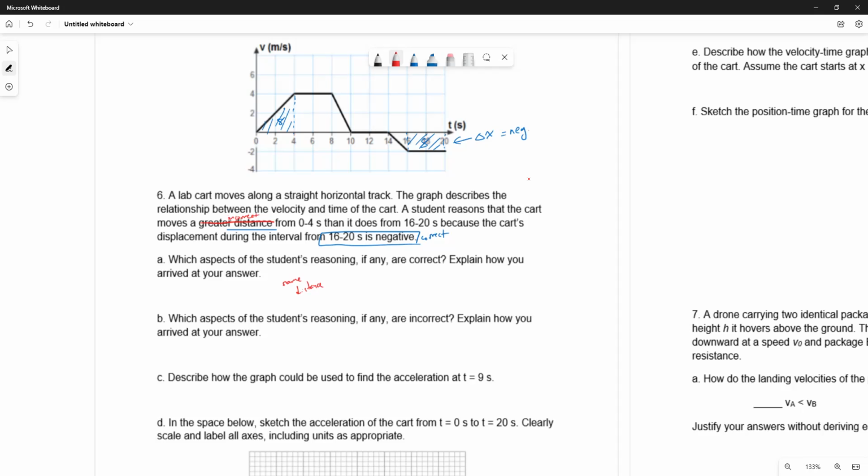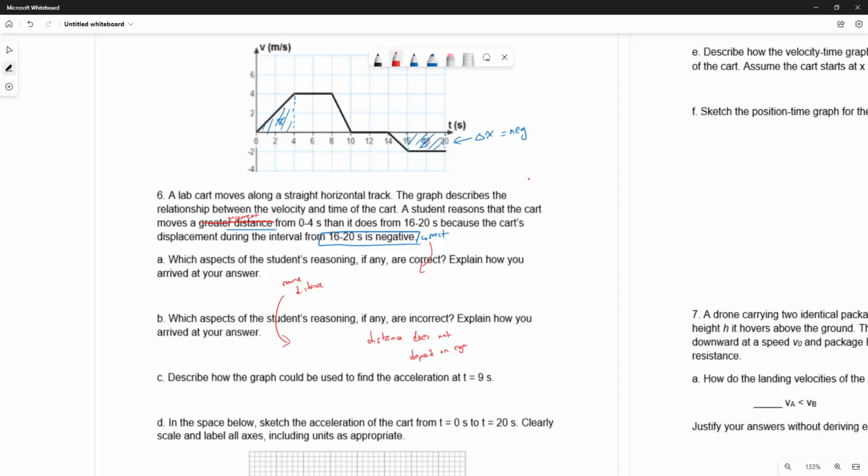So B, which aspects of the student's reasoning, if any, are incorrect? Like I said, basically they have the same distance. So that's correct. So I guess this would go down here. And we would just talk about calculating the area and then explaining that distance is a scalar. It does not depend on sign.